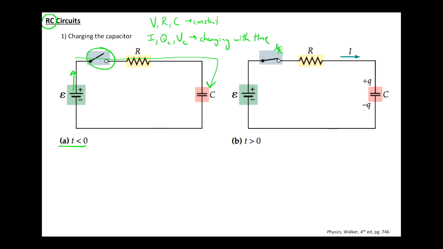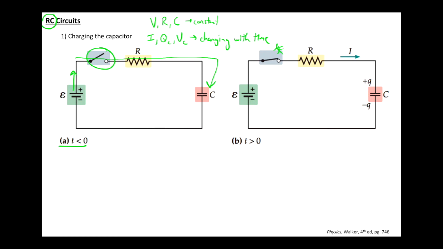So now t is greater than 0, the switch is closed, things are happening, and those three variables at the bottom are beginning to change, okay? So if we just think about how this should occur, we're starting with no charge on the capacitor, no potential difference on the capacitor, and those are going to start to grow.